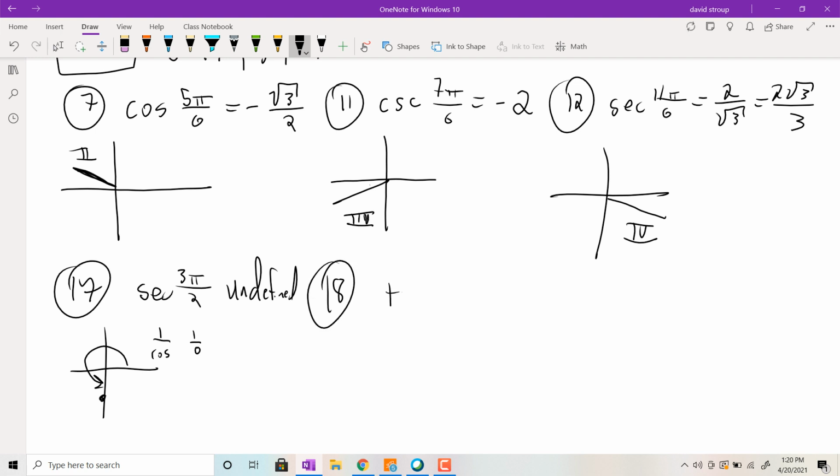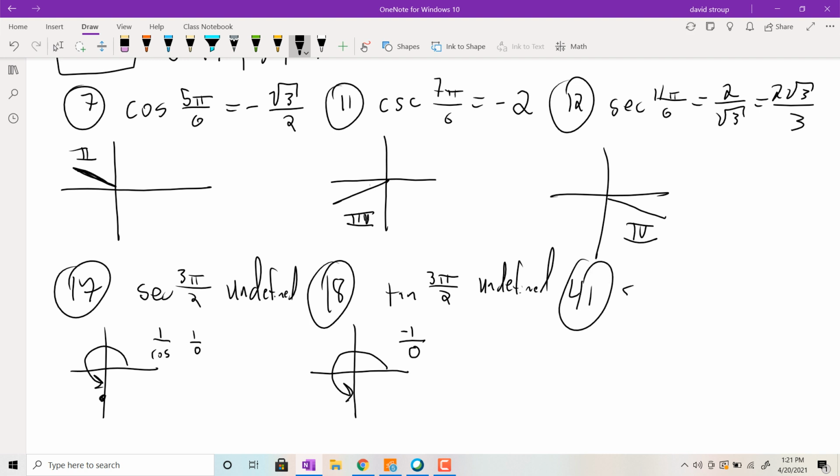Let's look at 18. Tan of 3 pi over 2. And this has the same issue, right? Because tan is sine over cosine. So sine of 3 pi over 2 would be -1, and then cosine of 3 pi over 2 would be 0. So again, you can't divide by 0, it's just undefined. We don't do that in math.